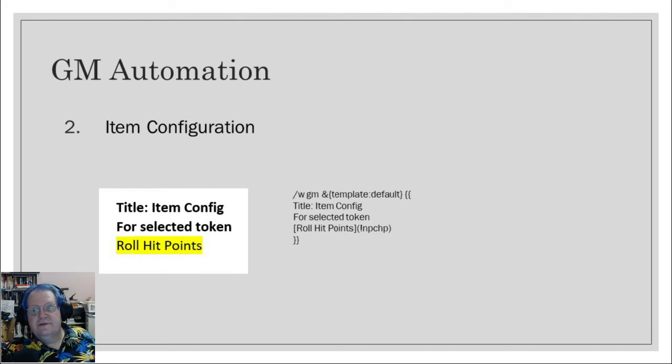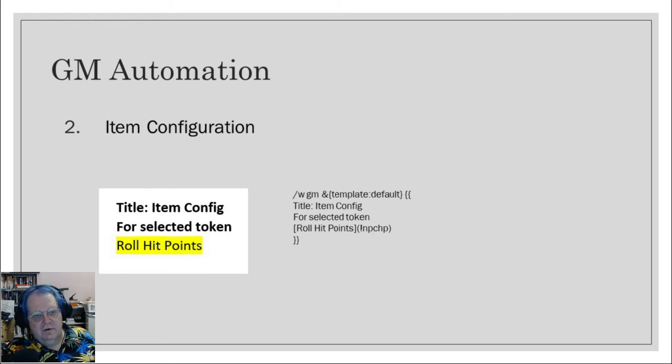So the title for this menu, and remember the first thing we do is we mock up a copy of it. The title will be item config for the selected tokens, and then one item we've got roll hit points. So the code for this, it's got to be following that same pattern from before. /w for whisper, gm, and squiggly bracket template :default close squiggly bracket, and then two more squiggly brackets to start our section we want to display.